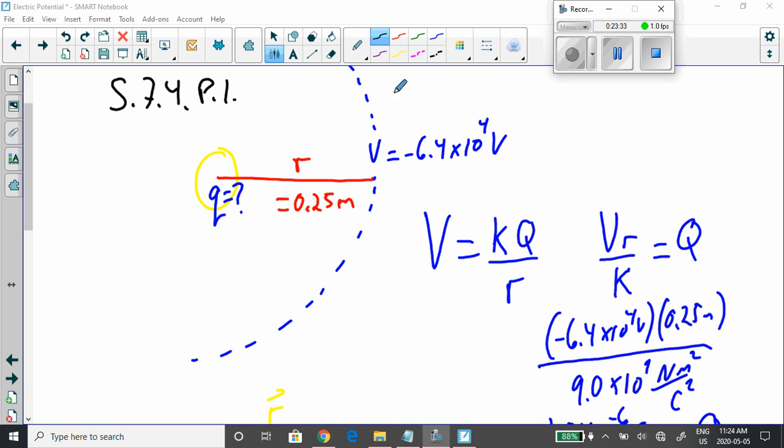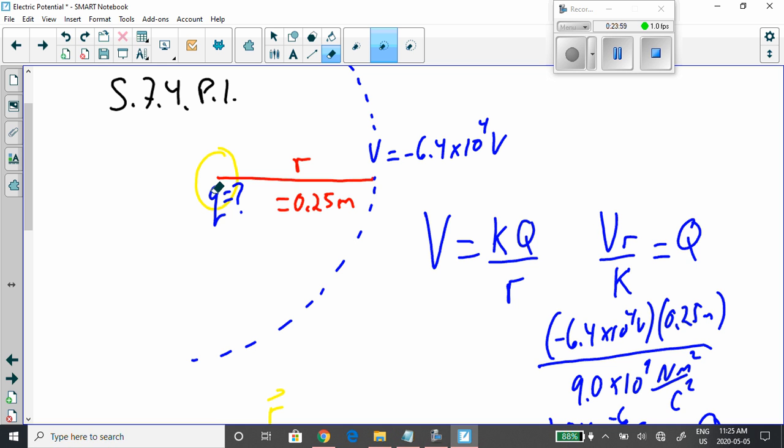So let's try an example together, section 7.4, and let's do practice question 1. I'll read it to you. The electric potential V, voltage, at a distance of 25 centimeters or 0.25 meters from a point charge is negative 6.4 times 10 to the negative 4 volts. It says determine the sign and the magnitude of the point charge.